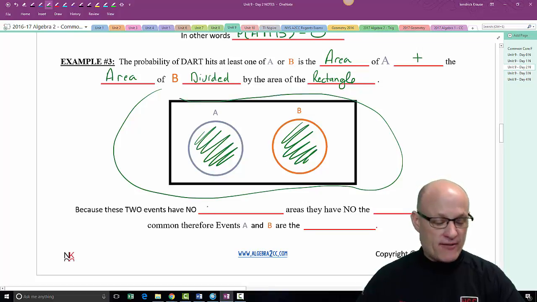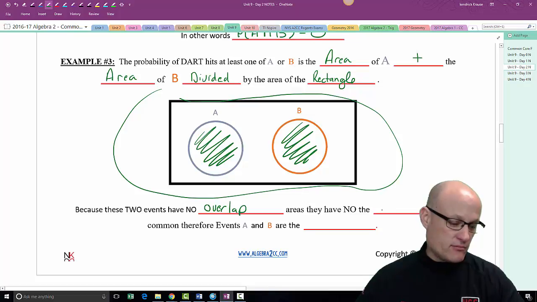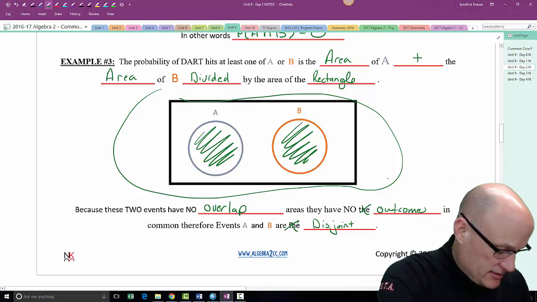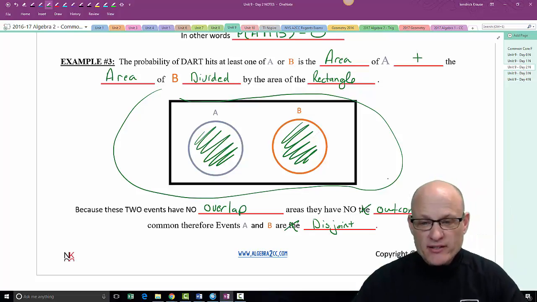And that's because the two events have no overlap. We talked about overlap the other day. Because the two areas have no overlap, they have no outcomes in common. Therefore, A and B are disjoint. I think the copies I make for class are going to have fewer mistakes. Sorry about that. Or in other words, they're mutually exclusive. They have no events in common. There's no event that's in A that's also in B. They have nothing in common.